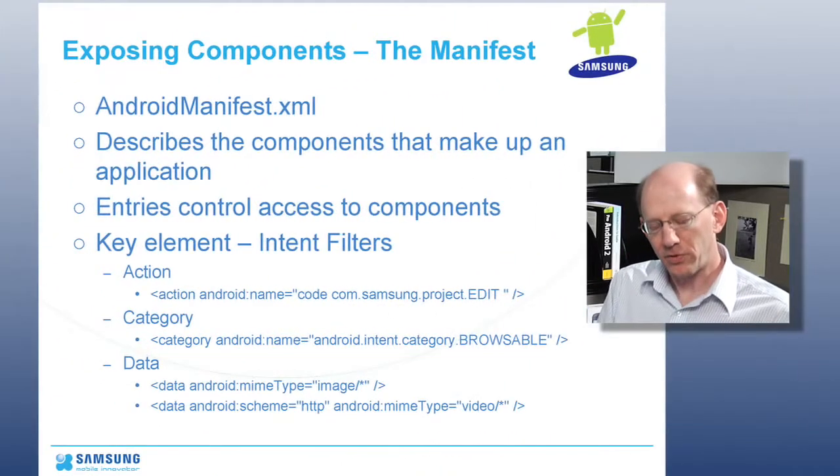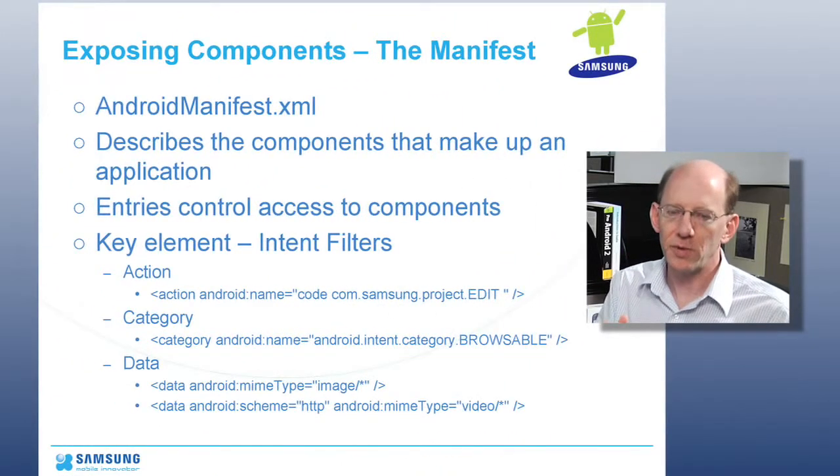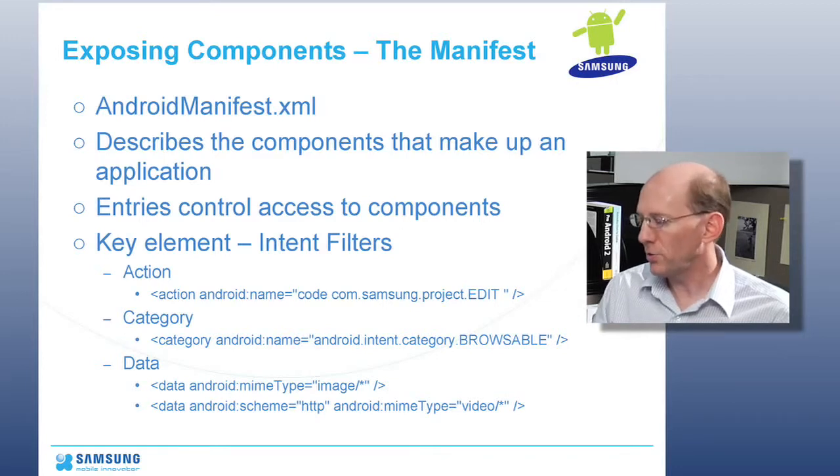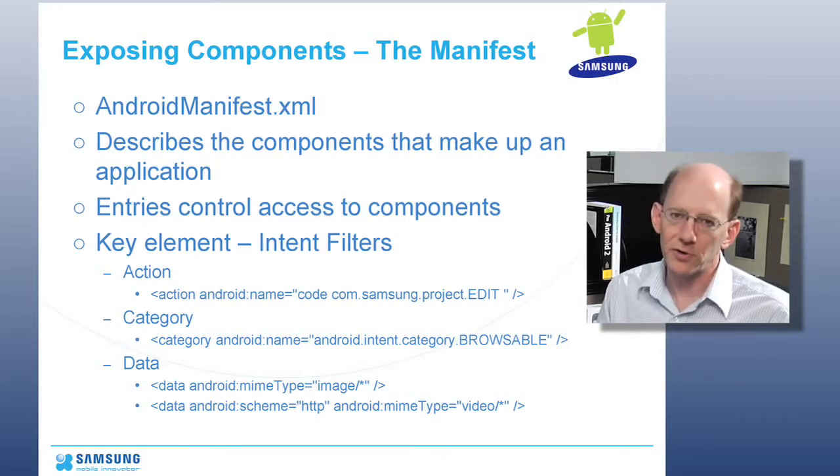And the way that direction is controlled is through the manifest file. So the manifest file is how you're going to tell the system which components in your application you want to expose, either actually internally to your own application or to the rest of the world. The manifest file, it's called Android Manifest. It's an XML file, so it's a structured XML file. It's going to describe all of the components that make up the application. It's going to control entry and access to those components.